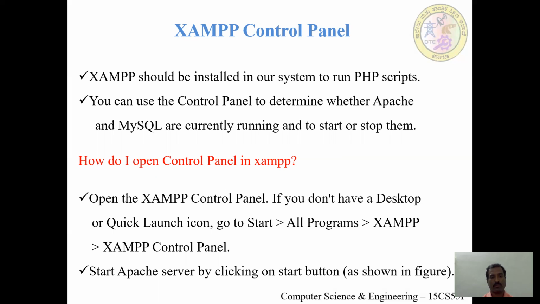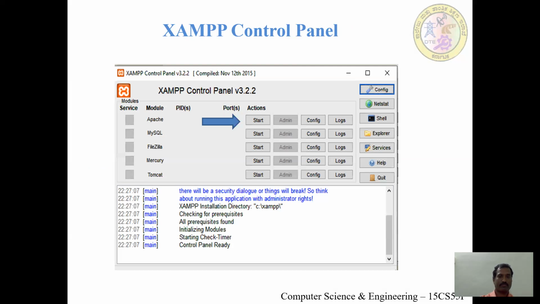Then how do you open the control panel of XAMPP? In order to open the control panel, go to the desktop and click on the icon. ಒಂದು ವೇಳೆ desktop ಅಲ್ಲಿ ಐಕಾನ್ ಇಲ್ಲ ಅಂತಂದ್ರೆ you can go to start, all programs, XAMPP and XAMPP control panel. Then you can start an Apache server from the control panel.